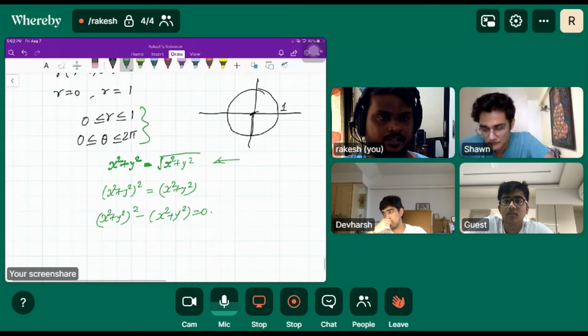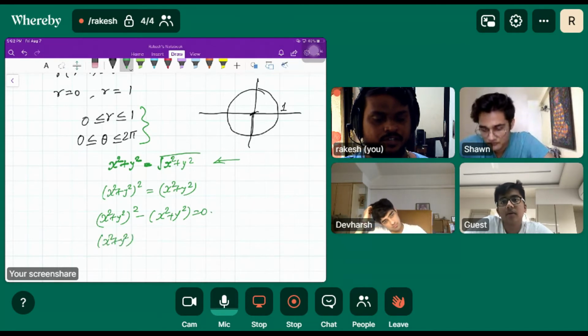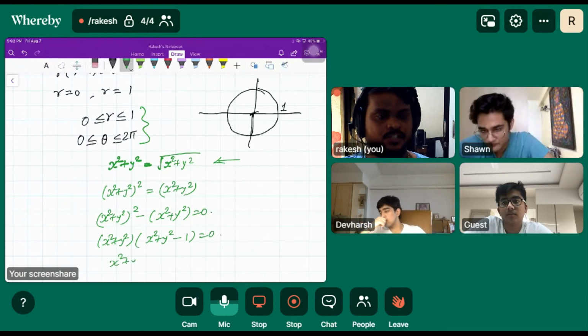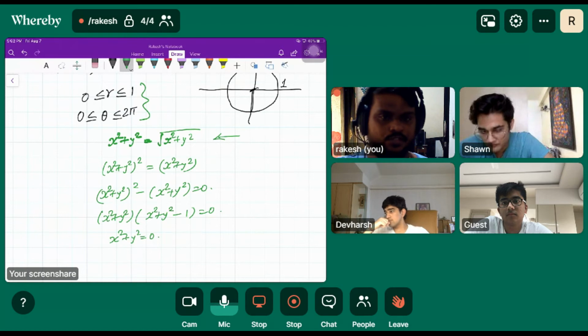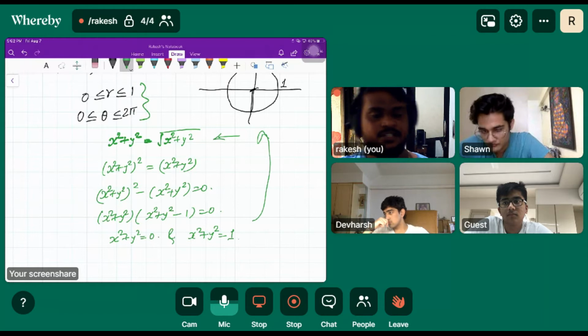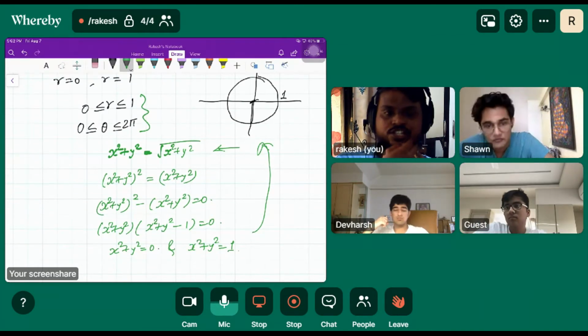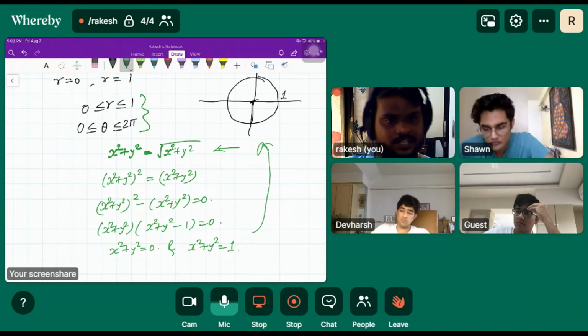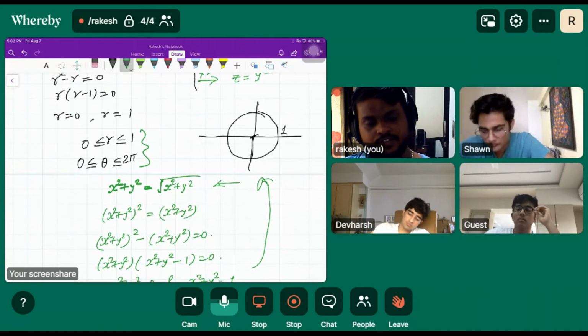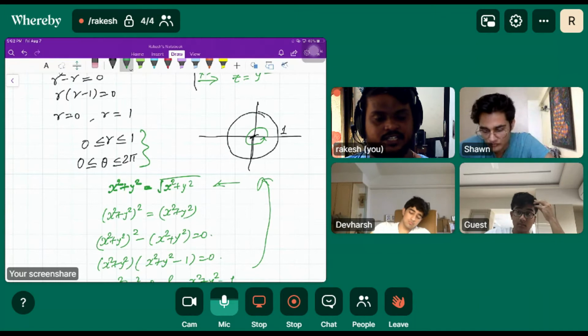Brought this to the left hand side. When you take x square plus y square common, you are left with x square plus y square times x square plus y square minus 1 equal to 0. So x square plus y square is equal to 0 is one point, which is nothing but the origin, and x square plus y square is equal to 1 is a circle, which is represented by this diagram. So this intersection will give you the region, which is nothing but the circle whose radius is 1, center at 0, 0. So obviously you can figure out the theta as well as r.